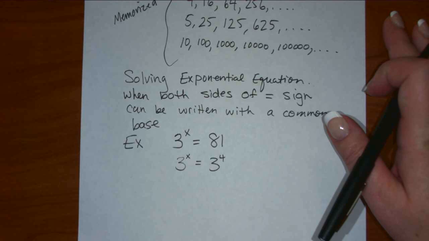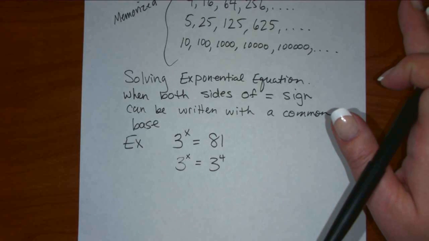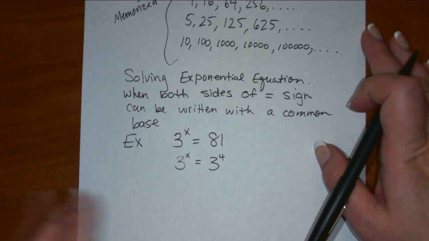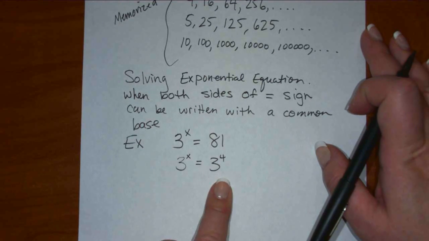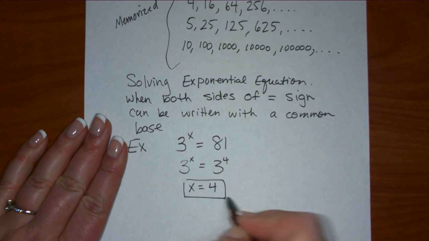Yeah. Look at the two equations. How would the two sides of the equal sign be equal if x was 4? If we put a 4 here, wouldn't the two sides be equal? Yeah. So we just say x equals 4, and that's the answer. These are the ones that work nice.